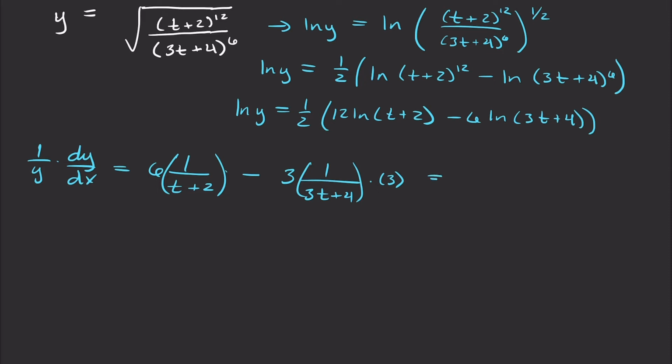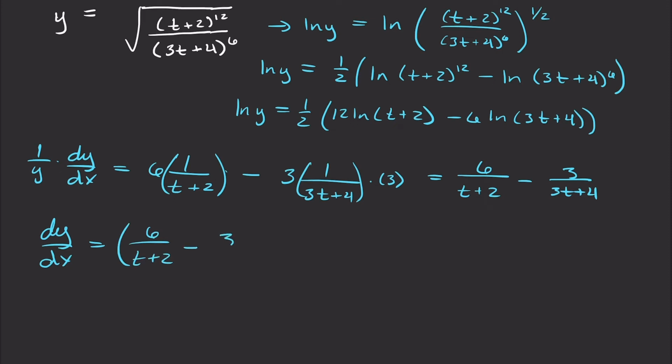Okay, and so now this is going to simplify to 6 over t plus 2 minus 3 over 3t plus 4. And when we multiply by y to isolate our dy dx, we get 6 over t plus 2 minus 3 over 3t plus 4, all times the square root of t plus 2 to the 12th over 3t plus 4 to the 6th.